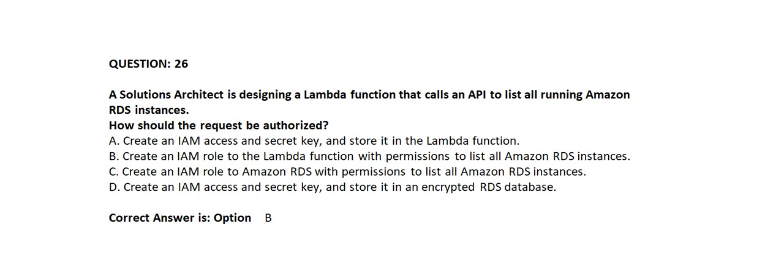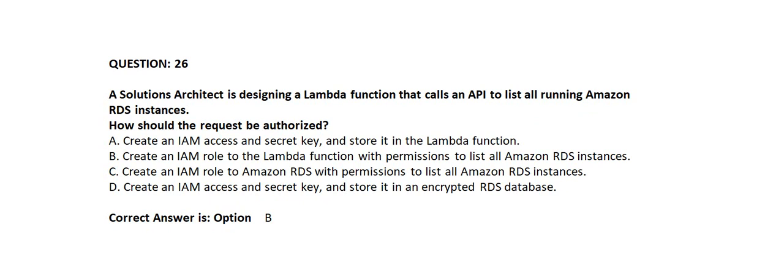Question number 26. A solutions architect is designing a Lambda function that calls an API to list all running Amazon RDS instances. How should the request be authorized? Option A. Create an IAM access and secret key and store it in the Lambda function.